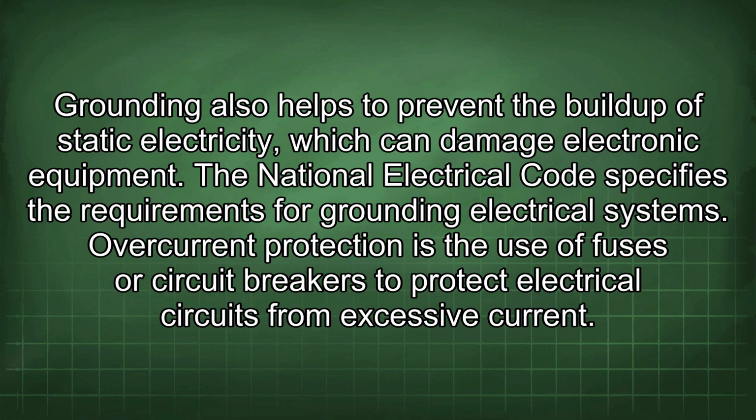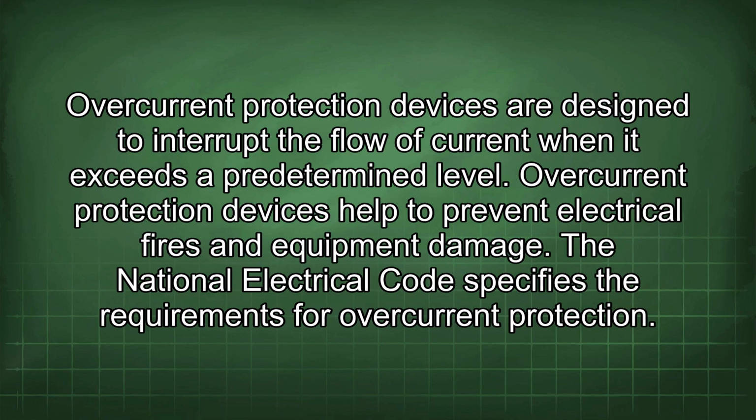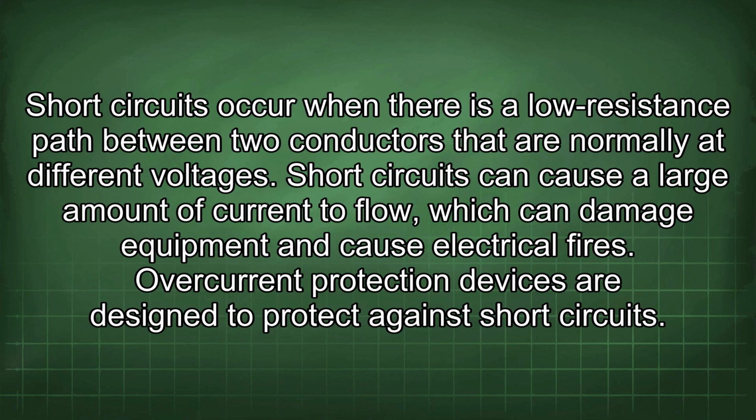Overcurrent protection is the use of fuses or circuit breakers to protect electrical circuits from excessive current. Overcurrent protection devices are designed to interrupt the flow of current when it exceeds a predetermined level. Overcurrent protection devices help to prevent electrical fires and equipment damage. The National Electrical Code specifies the requirements for overcurrent protection. Short circuits occur when there is a low resistance path between two conductors that are normally at different voltages.